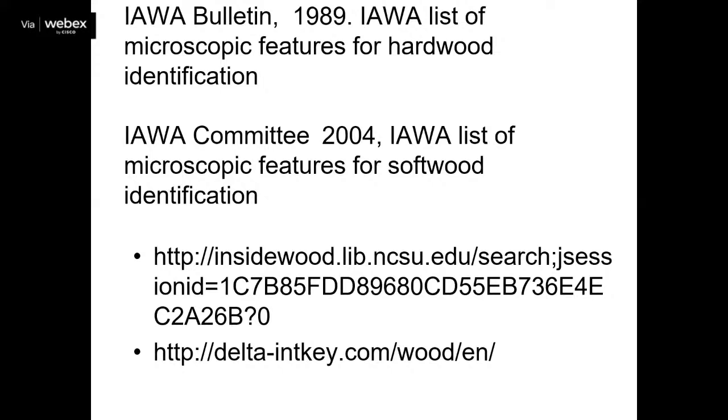For this, we usually refer to the IAWA bulletin. We see the 1989 IAWA list of characters for microscopic features of hardwood identification. For softwood, we refer to the IAWA Committee 2004 list of microscopic features. And these two software packages we use, InsideWood and Commercial Timbers DELTA, for searching after observation of characters.